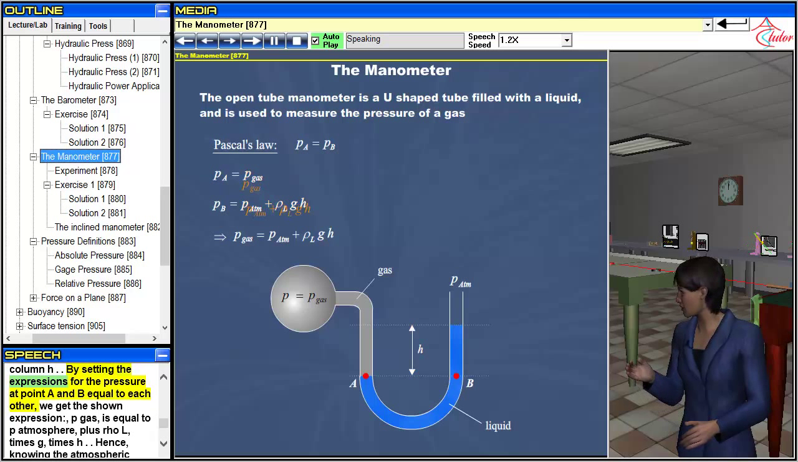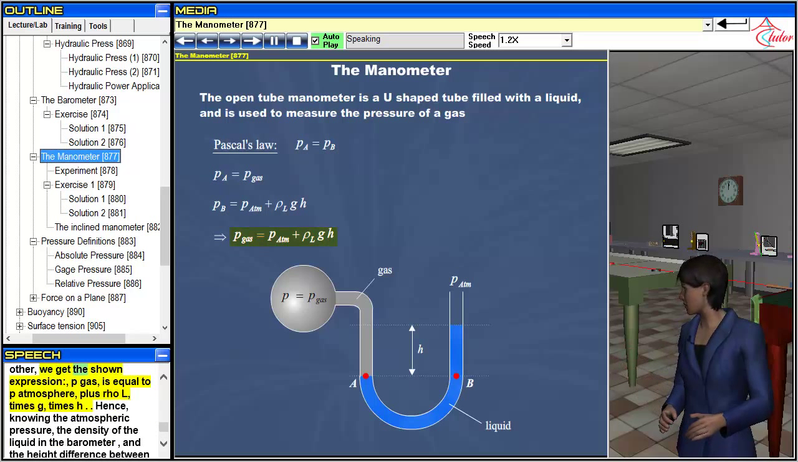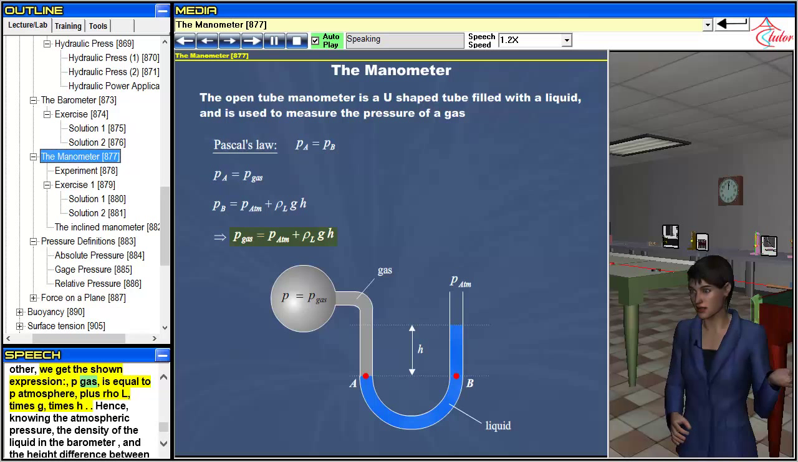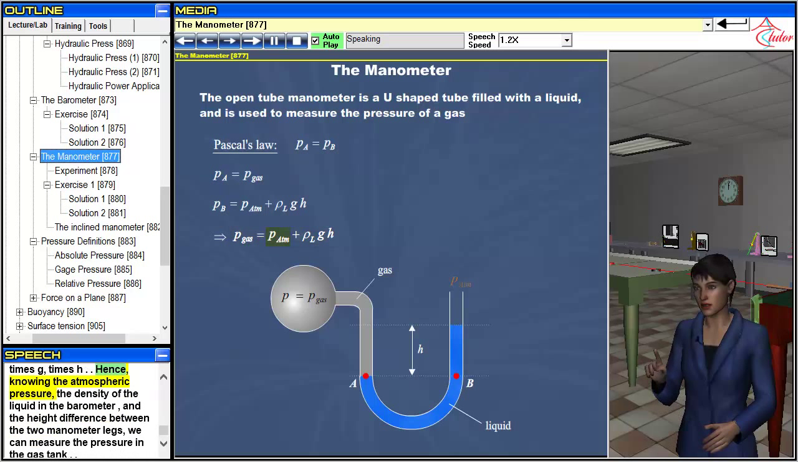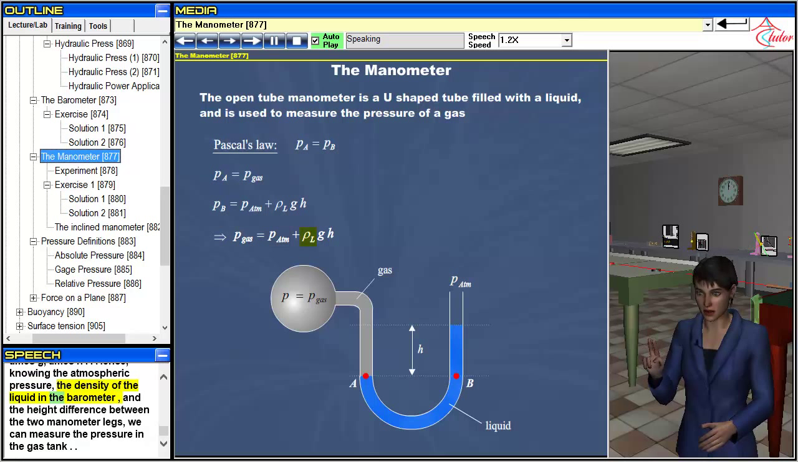By setting the expressions for the pressure at points A and B equal to each other, we get the shown expression, P gas is equal to P atmosphere plus ρ_L times g times h. Hence, knowing the atmospheric pressure, the density of the liquid in the manometer, and the height difference between the two manometer legs, we can measure the pressure in the gas tank.